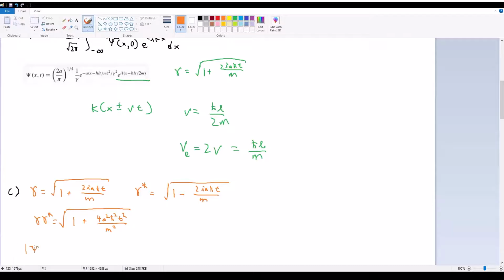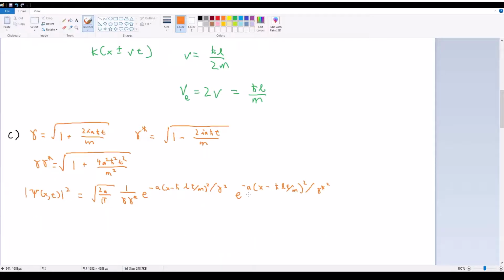The magnitude of psi x comma t squared is going to equal, so we have 2a over pi to the 1/4 squared, which is going to give us square root of 2a over pi. Then we have 1 over gamma gamma star. Then we have e to the negative a times x minus h bar lt over m, squared, divided by gamma squared. And then we have e to the negative a times x minus h bar lt over m, squared, over gamma star squared. Let me just double check that that's correct. Negative a x minus h bar lt over m squared over gamma star. Yeah. Okay, now let's write everything out fully.